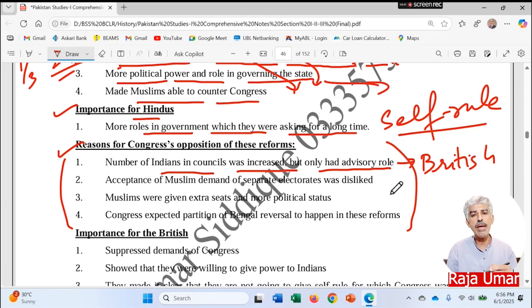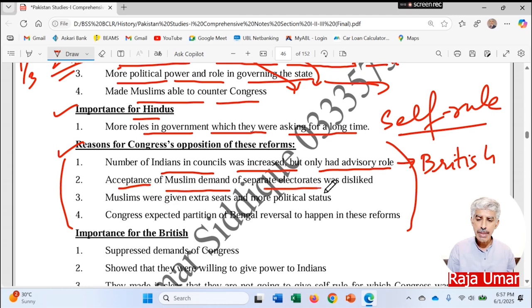Even after increasing the seats in the Imperial Council and the Executive Council and even in the provinces, they still took the majority of the seats or the majority of the role in the councils for themselves, and they wanted that whatever the role in any of the provinces or councils, it should be by the approval of the British members or the viceroy.